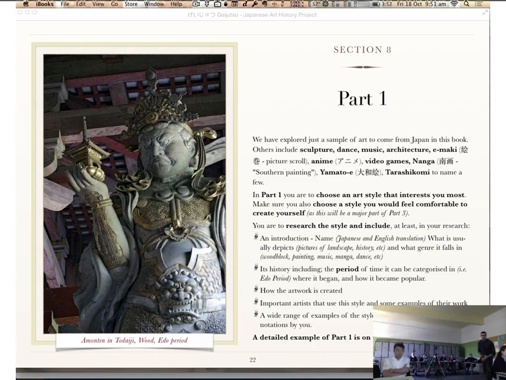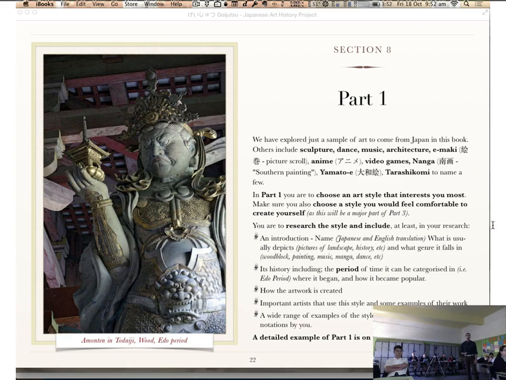We have just explored a very, very small sample. I think I showed you 4 or 5. Really small. The ones I showed you are probably the popular ones that everyone knows about, which is why I showed you. But there are a lot more. There's sculpture, dance, music, architecture, which is building design, and a whole bunch of anime. I didn't talk about anime at all. Video games too, obviously, there's stacks in there.